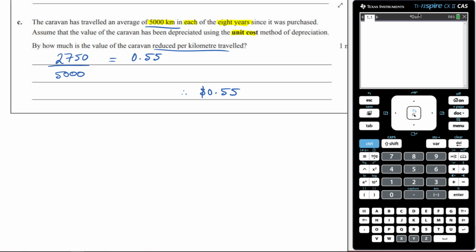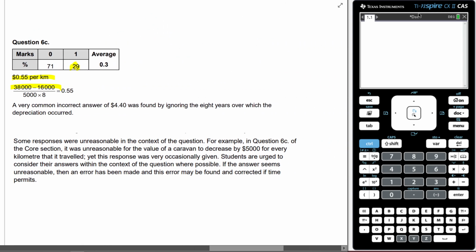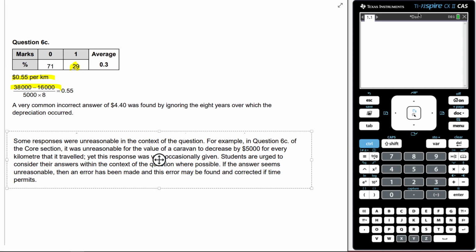So that's what they're working out is showing. And it's important that you understand both ways of thinking about it. A very common incorrect answer was $4.40, found by ignoring the 8 years over which the depreciation occurred. In other words, looking at how they did it, they didn't times it by 8. They thought it was like 5,000 over the 8 years, instead of each year.